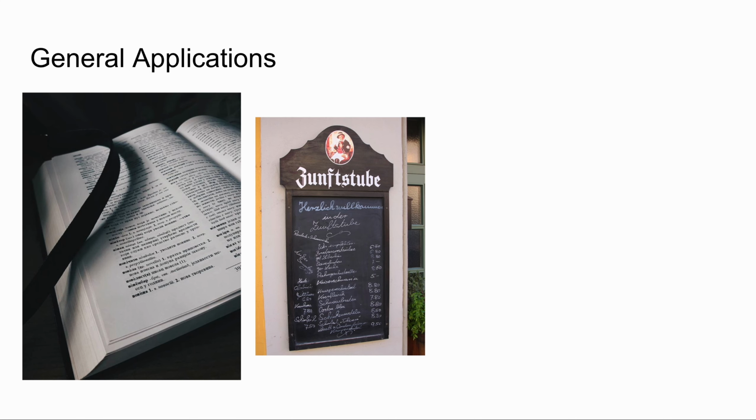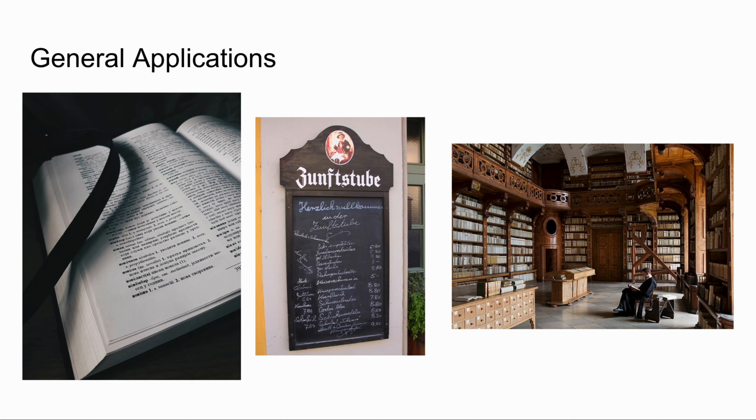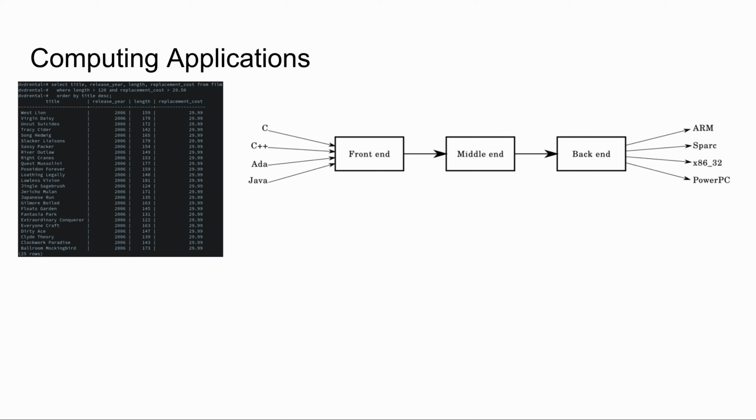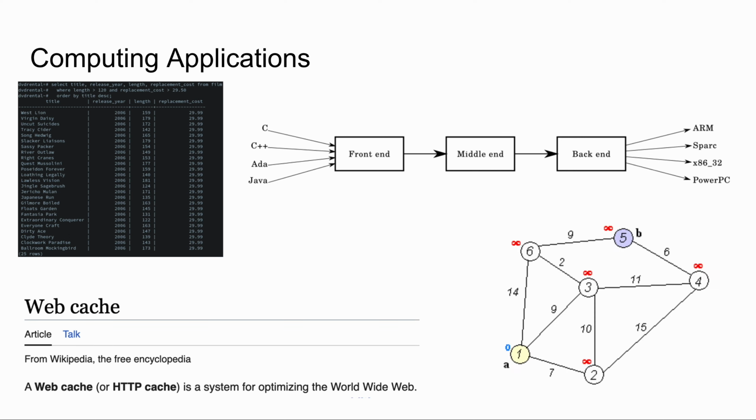Hash tables have many applications, and I want to share just a few of them. You can use hash tables to match words to definitions, menu items to prices, and authors to books. Hash tables are used extremely often in computing, including in databases, compilers, web caching, and graph algorithms.